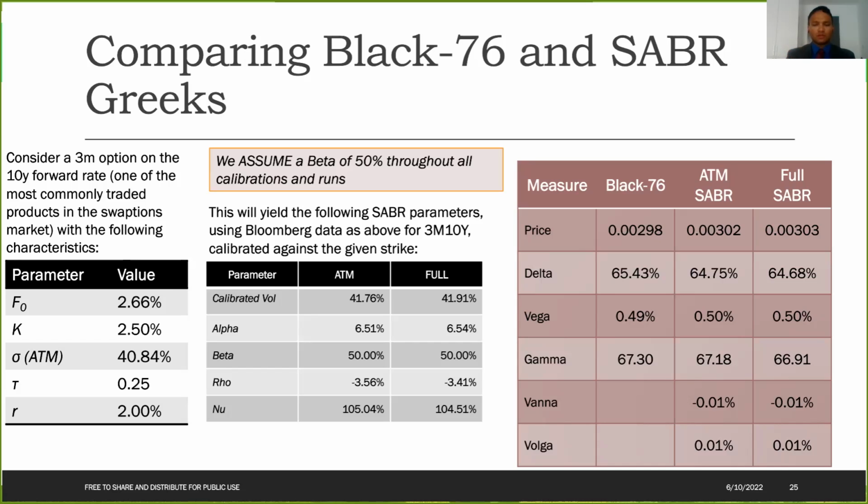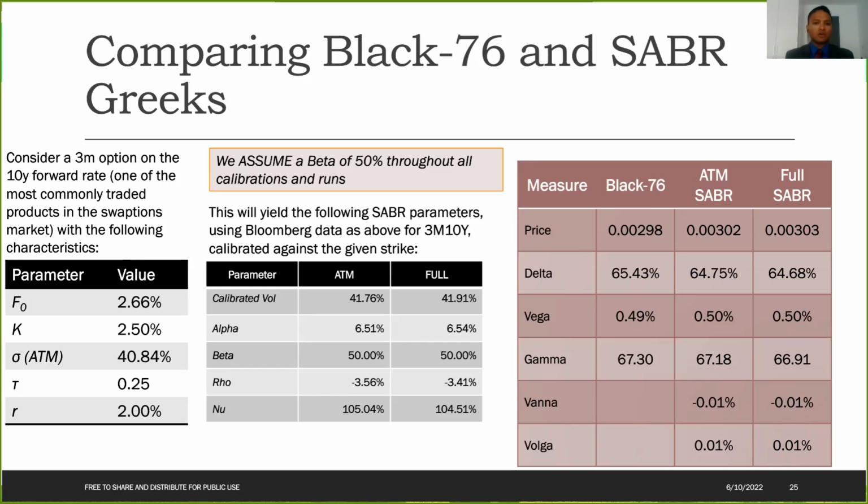So consider, let's say, a 3-month option on the 10-year forward rate, which is really one of the most commonly traded products in the swaps market. And I've given you all the parameters on the left-hand side. It's a very straightforward standard option. It's quite a bit in the money, actually. So it's a good approximation of some of the products that you see traded right now. A 2.5% strike is potentially what you might see in the market these days.